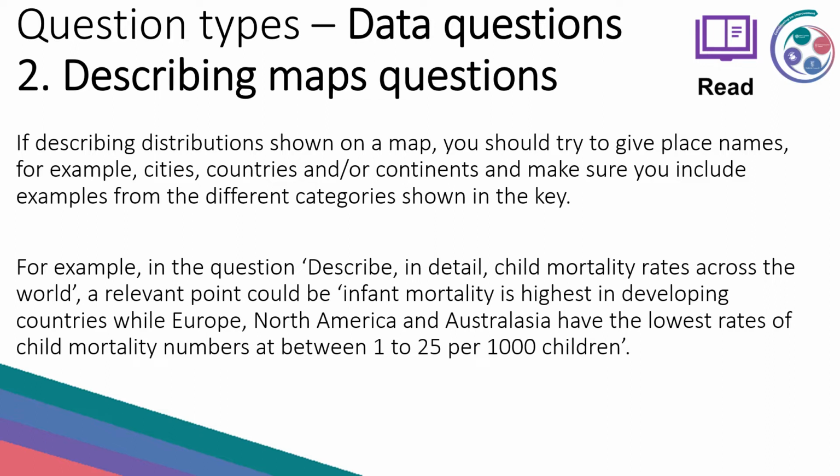So this one asks us to describe in detail child mortality rates across the world. A relevant point could be infant mortality rates are highest in developing countries, while Europe, North America and Australasia have the lowest rates of child mortality, with between 1 to 25 per 1,000 children.